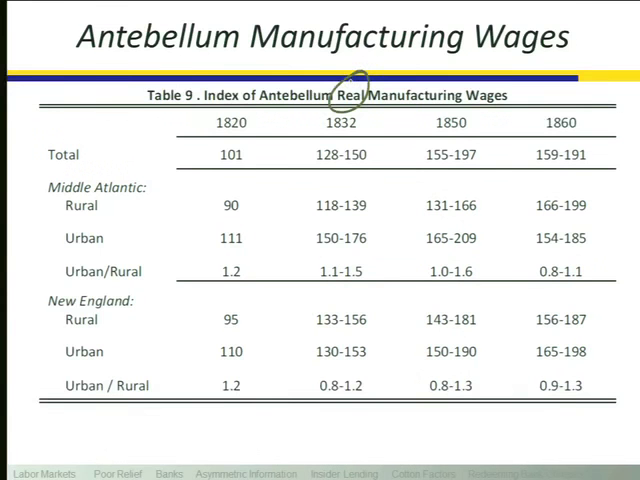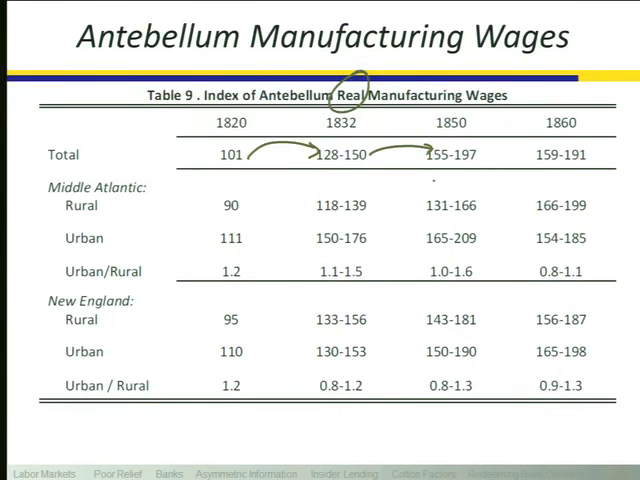So we want to notice a couple of things about the data here in Table 9. The first thing that we notice is the increase in real wages from 1820 to 1830 to 1850. So there's pretty dramatic increases in wages for people who are working in manufacturing over this first half of the 19th century, rising from an index value of 101 to an index value of something between 155 and 197. There's a range there because the evidence does not allow us to come up with just one value. So it's someplace in that range.